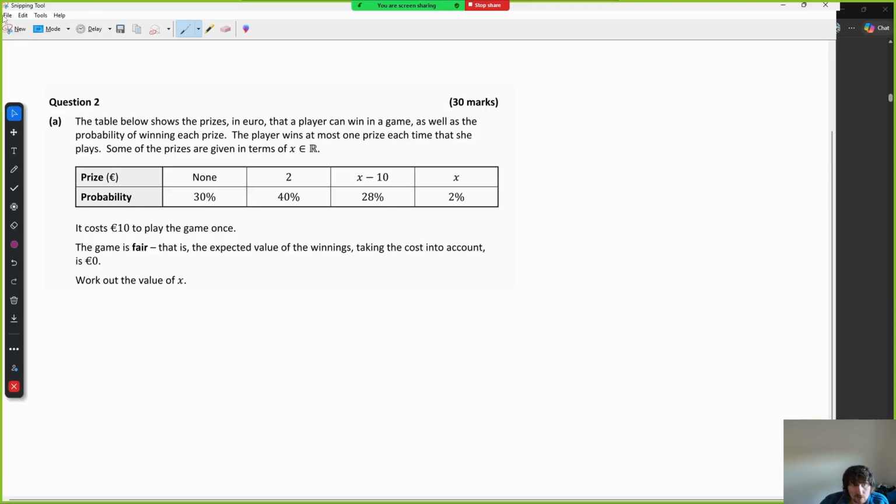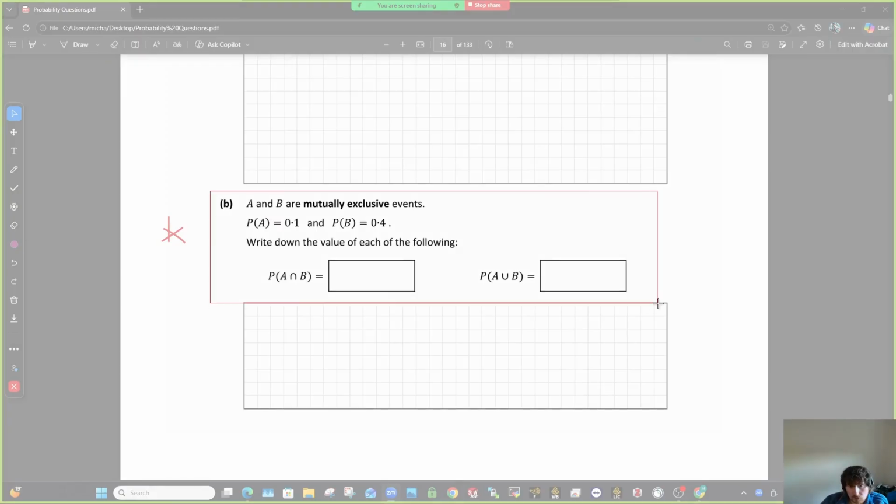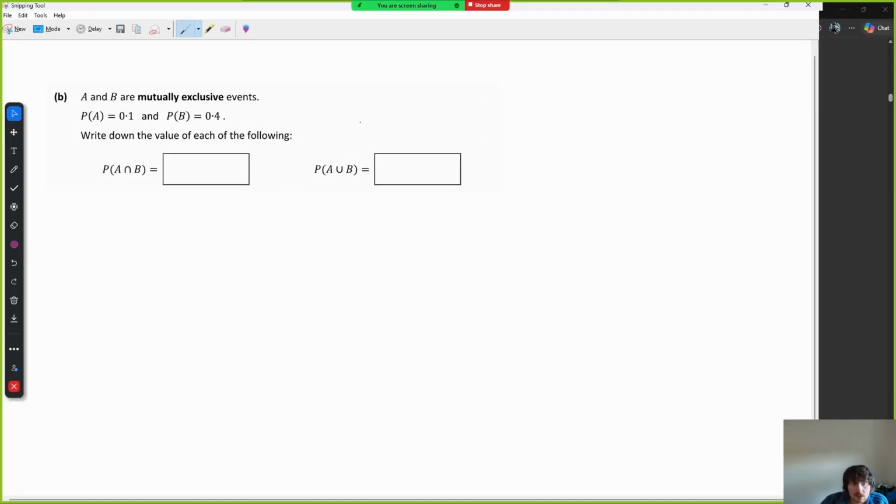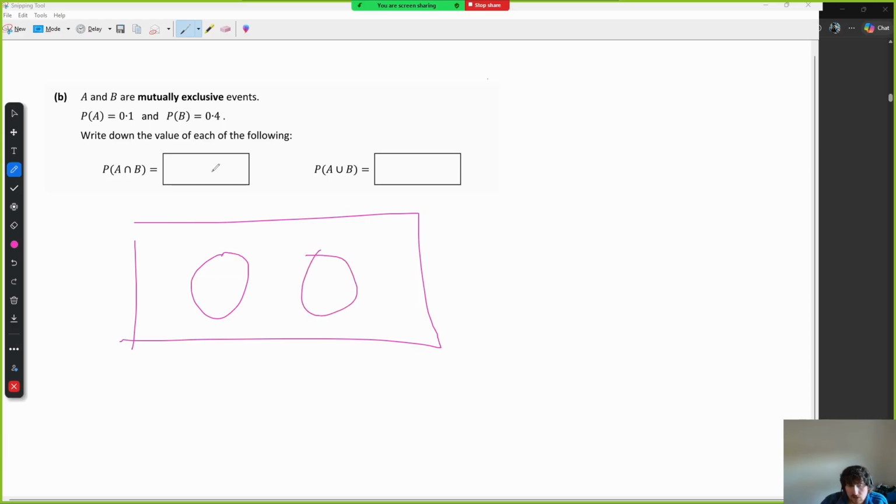So mutually exclusive, I mentioned this earlier on in the video. So what mutually exclusive looks like, you draw the diagram of it. The words mutually exclusive mean they agree to not intersect. So then that's 0, there's no intersection. And their union is just their probabilities added together. Okay, so that's 0.5.